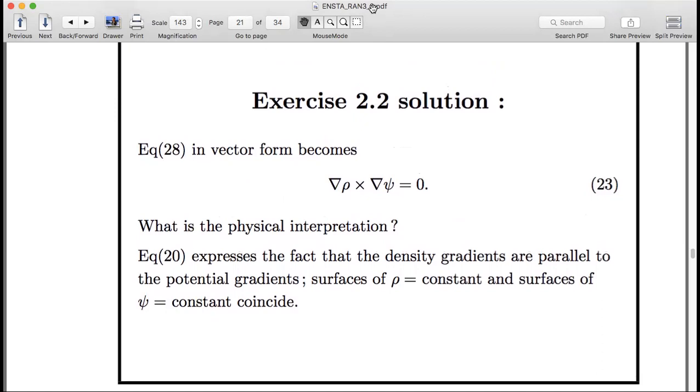Maybe I can go home and make a diagram of that, with surfaces of constant density, and the normal to them pointing in the direction of the gradient. And those have to line up with the surfaces of constant potential.